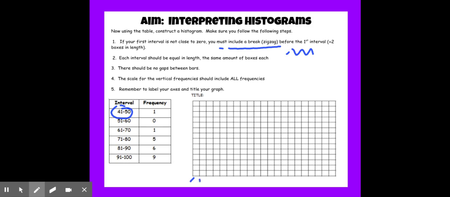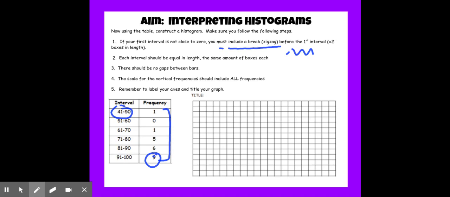You're not going to have some intervals 4 boxes in length and then some 2 and then some 5. It's got to be uniform. That's really important, especially like in a number line in math. There should be no gaps between the bars. It's not a bar graph, it's a histogram. And the scale for the vertical frequency should also be able to include all frequencies. So from here, from 0 to 9. So our highest number should be 9. And we have to remember to include all the labels for our axes and title our graph.